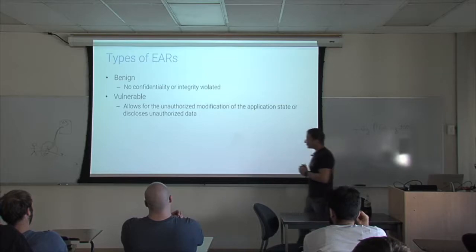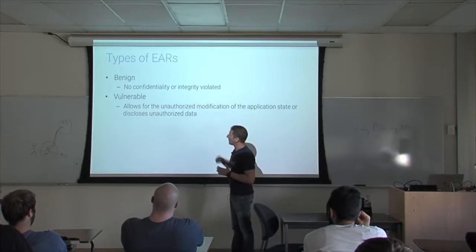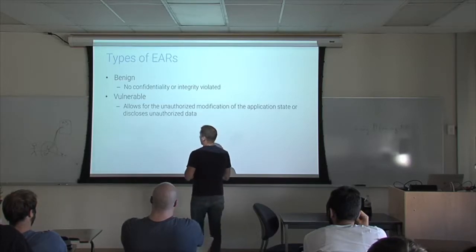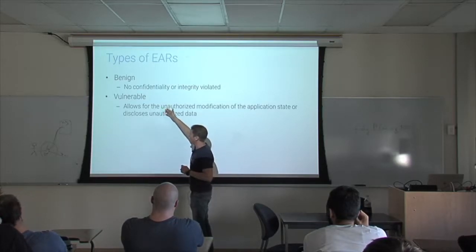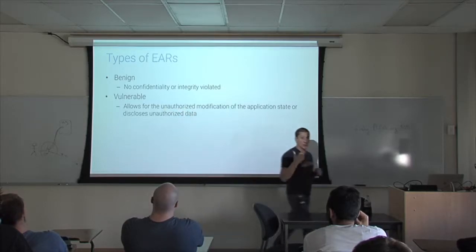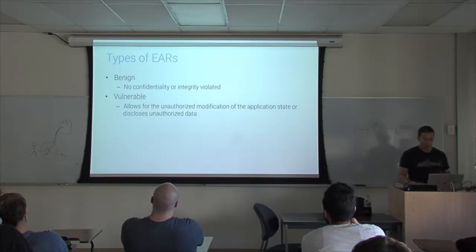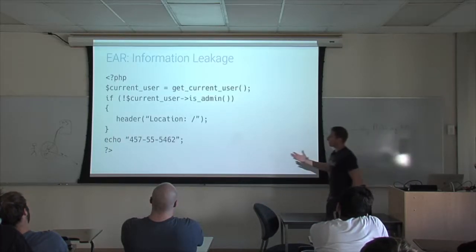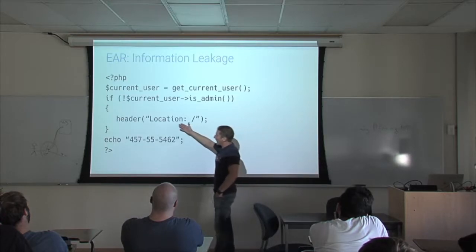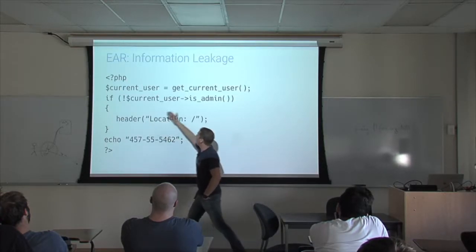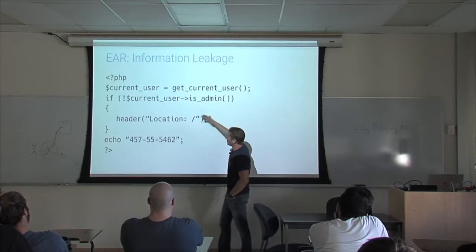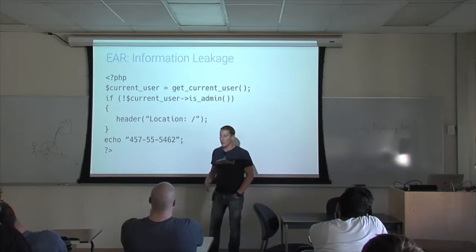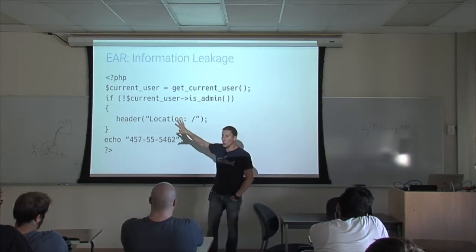And so this code is executed anyway. You have two types of cases. You have benign, where you execute stuff but nothing bad happens. And you have something actually vulnerable, because it might disclose information or might even execute code for an unauthorized user. And this is another example in PHP. Classic thing: if you're not the current user and you're not administrator, then go to / and echo something else otherwise.